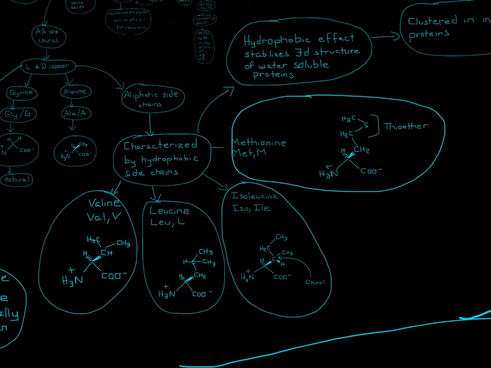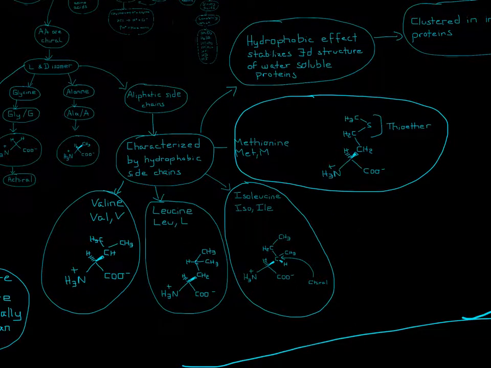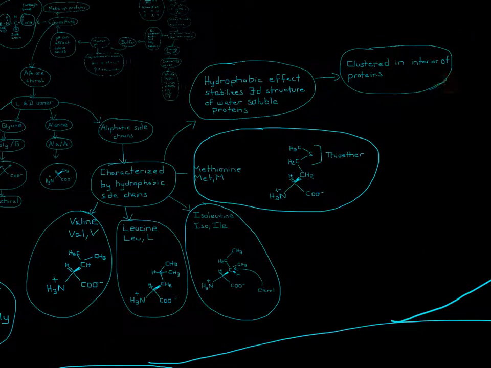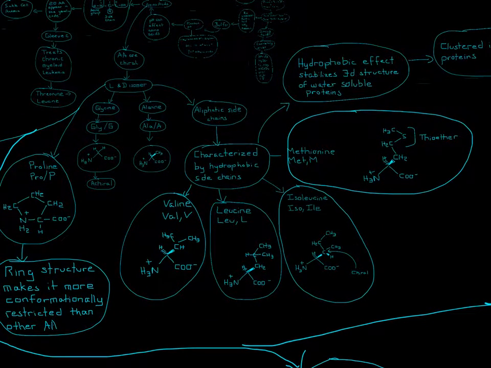Methionine is MET and M. For this one, the key thing to note is that it's a thioether. That just means that you have an ether group, and you also have a thiol, which is just the sulfur element. So when they say that it's characterized by hydrophobic side chains, the implication is that it has a hydrophobic effect, which stabilizes the entire 3D structure of water-soluble proteins. That means that it's usually clustered in the interior of proteins. Okay, so we've covered the aliphatic side chains.